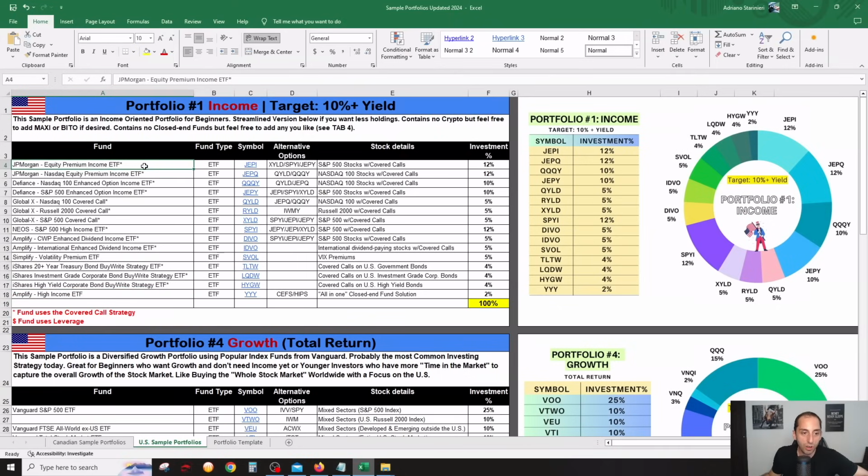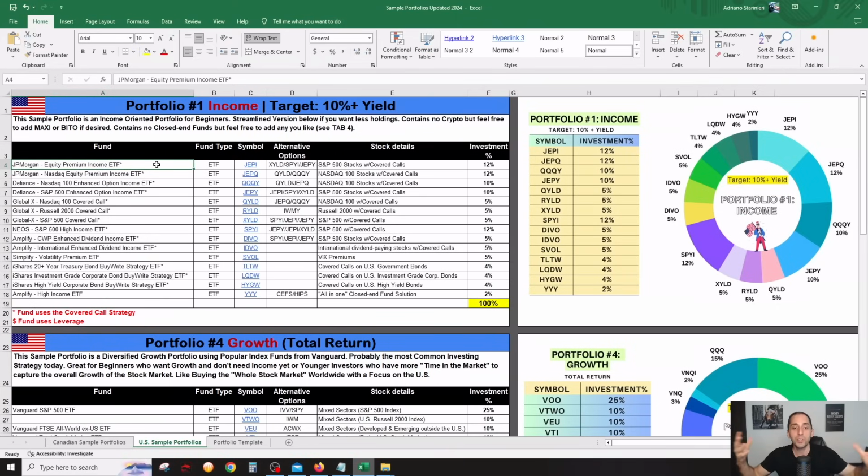If you see a star, it means that the fund uses a covered call or an option strategy, an income enhancing strategy, which of course are going to be most of the ETFs in the sample income portfolio, which I really designed for beginners. If you're like me and you want to be an income investor, your primary goal is to generate passive income every month.